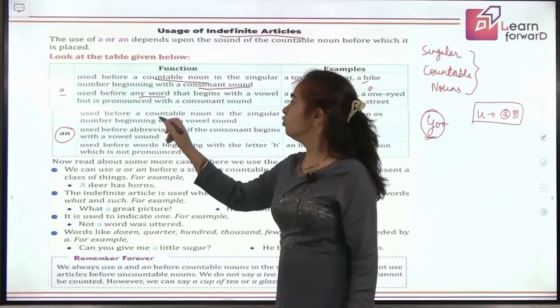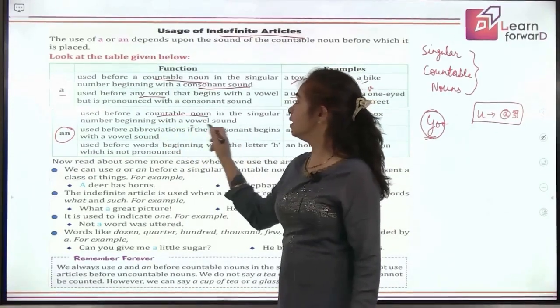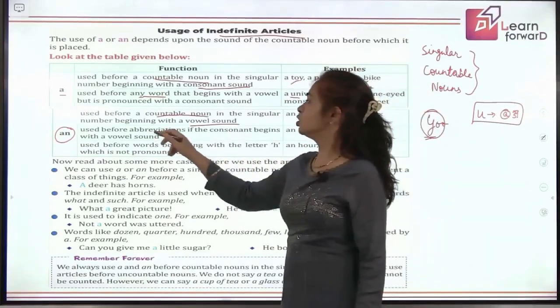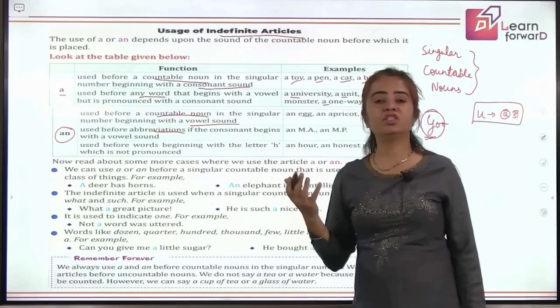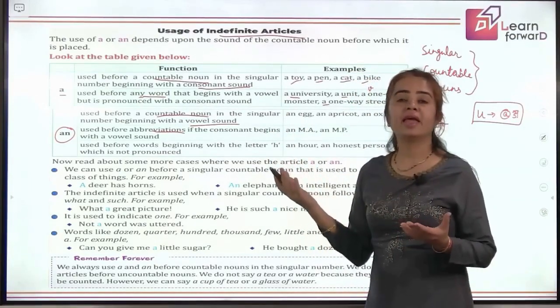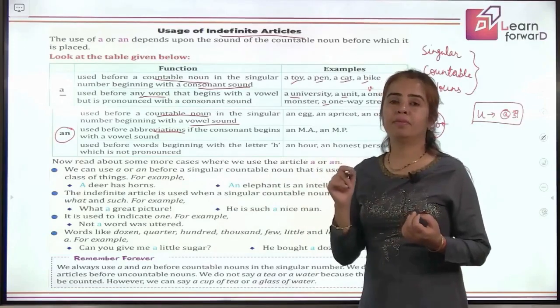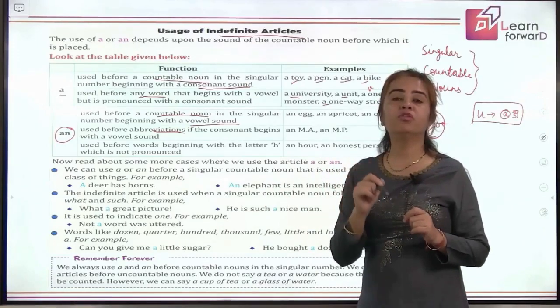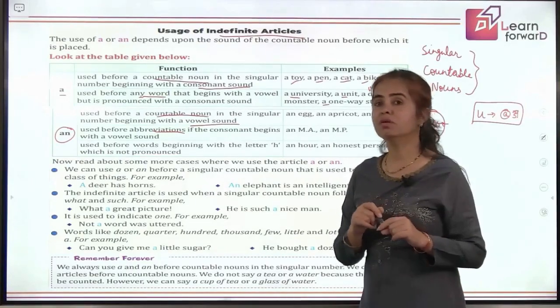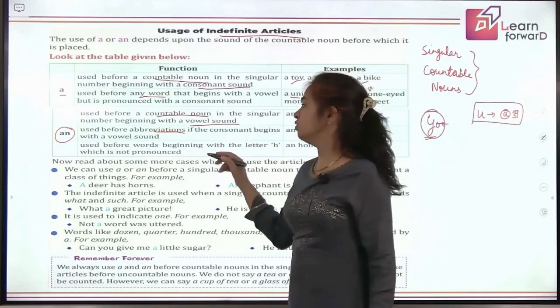So we use "an" before a countable noun in singular number beginning with a vowel sound, and it is used with abbreviations also. If we are saying the abbreviation and we get a vowel sound, like if I say she is an MBBS, M, we are not getting the sound "M", we are getting "EM". E is a vowel sound, right? So even with abbreviations, we use this.